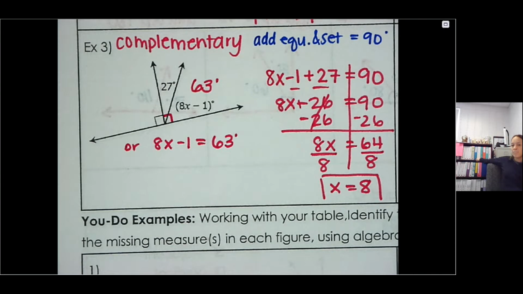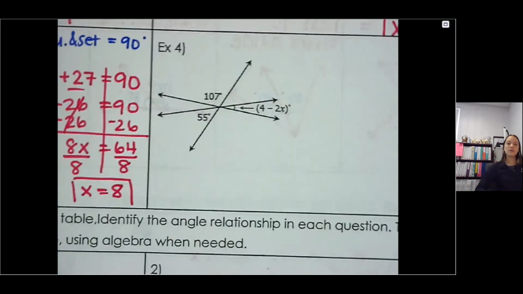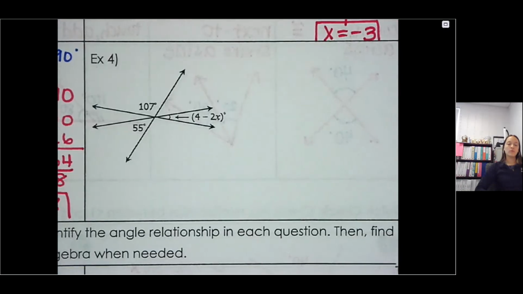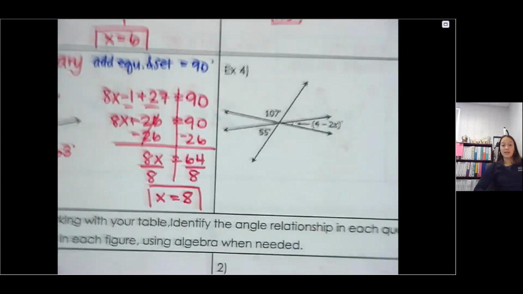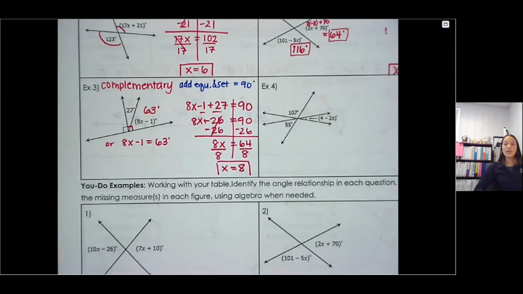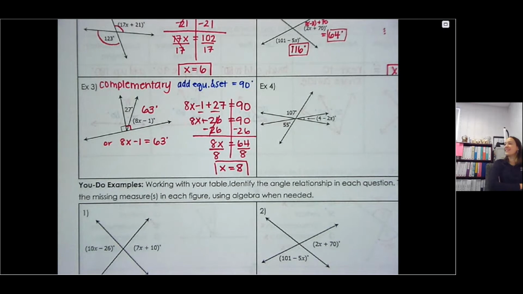Okay. All right. Last one. Example 4. Now, what the heck's going on in example 4? Wait, let me go back. Yes, I can. All right. What the heck is going on in example 4? There's some moments happening there, for sure. What do you notice? Olivia, what do you notice?